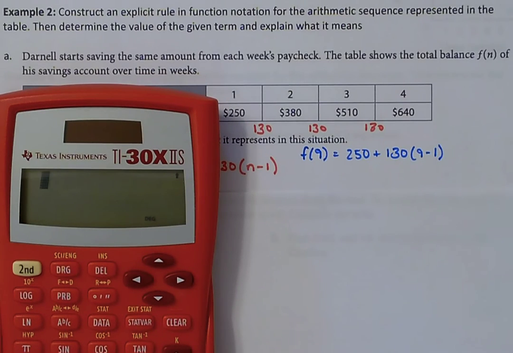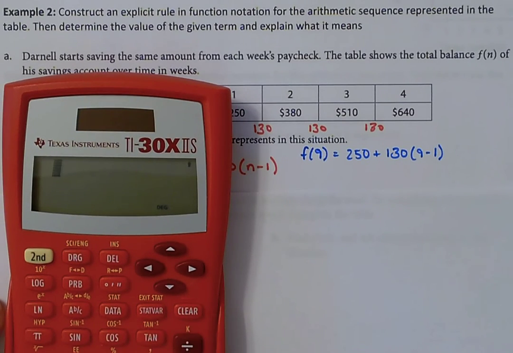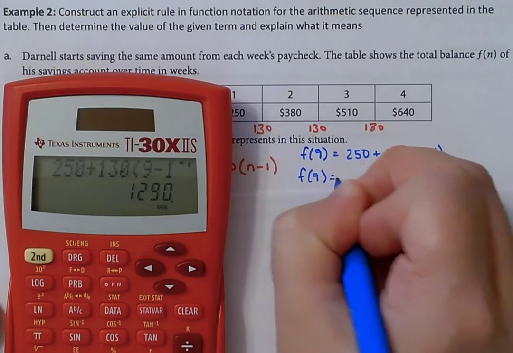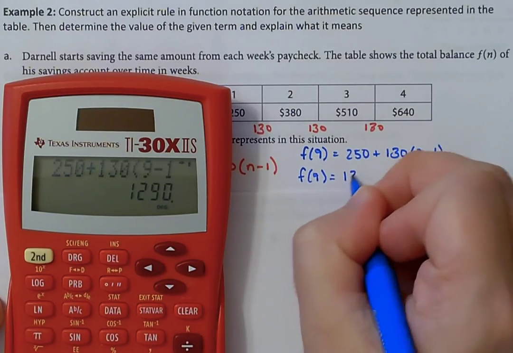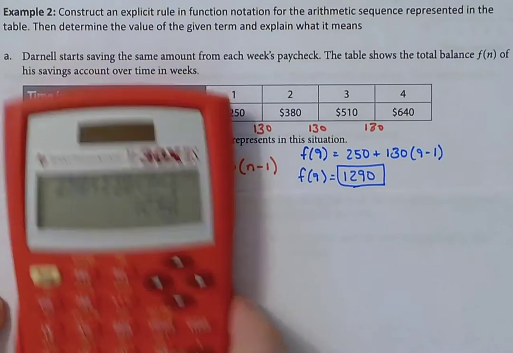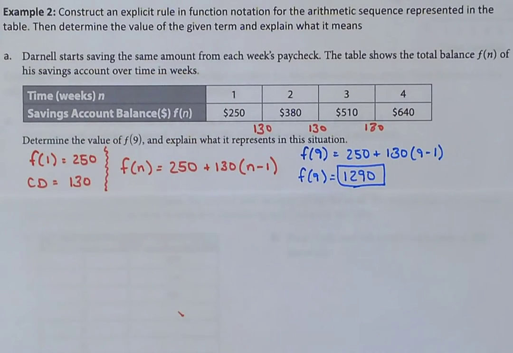So if we go through and set this up, we're going to do 250 plus 130 times parentheses 9 minus 1. So that's going to give us 8, and then it's going to do 130 times 8, and then add it to 250. So my ninth term in this situation is going to be 1290. And then the last part wants us to go through and state what that means in this situation.